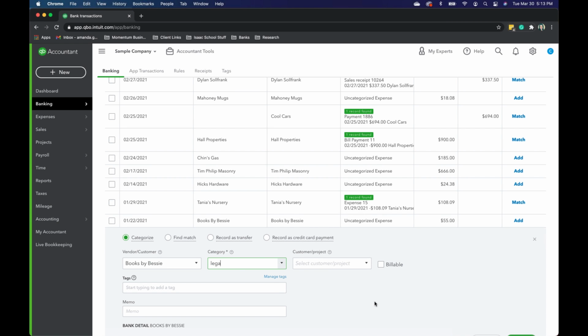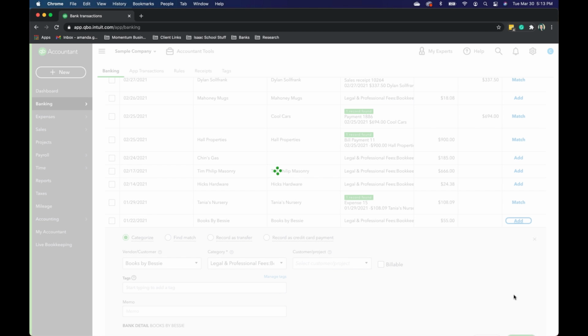So they've got an account for legal and professional fees for bookkeeper. So we're going to add that. But again, I wanted to let you know behind the scenes what is happening here. We are decreasing our asset, right? We have this asset of cash or our checking account, and it's going to be decreased. That means we're going to credit our checking account in this transaction, and we are going to debit the expense account. So let's do that.